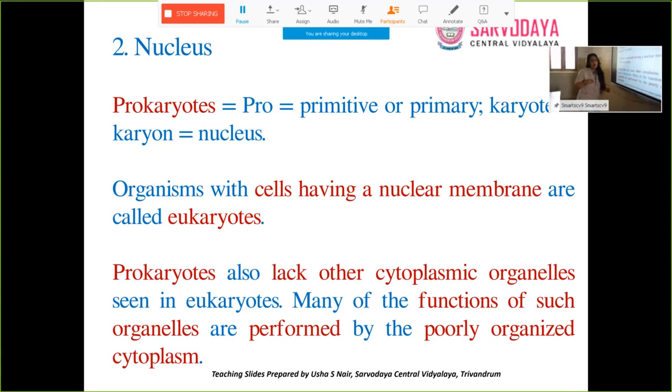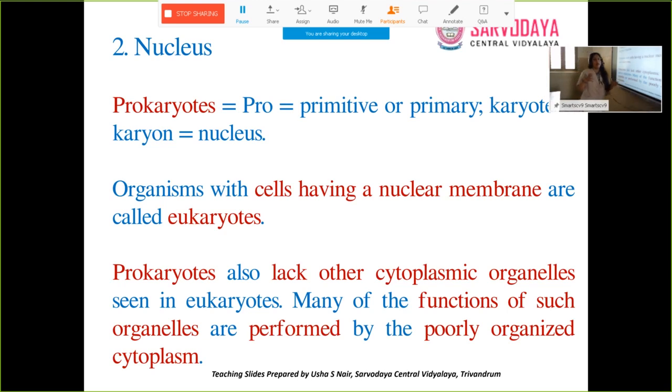Now, what are eukaryotes? If prokaryotes lack nuclear membrane, eukaryotes have nuclear membrane. They are enclosed with nuclear membrane. Organisms with cells having a nuclear membrane are called eukaryotes. I know most of you know this, but we have to go through this. Prokaryotes also lack other cytoplasmic organelles seen in eukaryotes. They lack not only nuclear membrane but also other cytoplasmic organelles, so many of the functions of such organelles are performed by poorly organized cytoplasm.